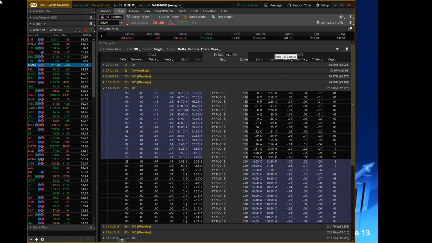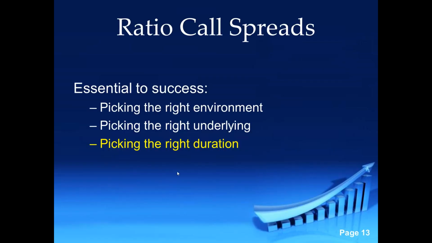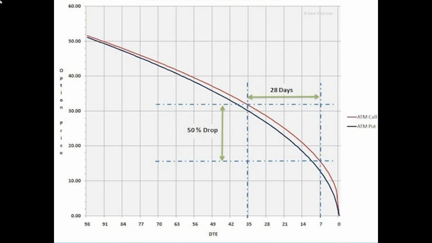All right, so the next one was picking the right duration. We want a lot of theta decay, right? Because we're short 2 strikes. We're short the strikes trying to get a credit. We want that theta decay to happen on those short calls. The other thing to note with this strategy: if you put this strategy on, and let's just say we do it for no credit, and it was just 0. And we were directionally wrong, so we're not worried about the downside here, all right?